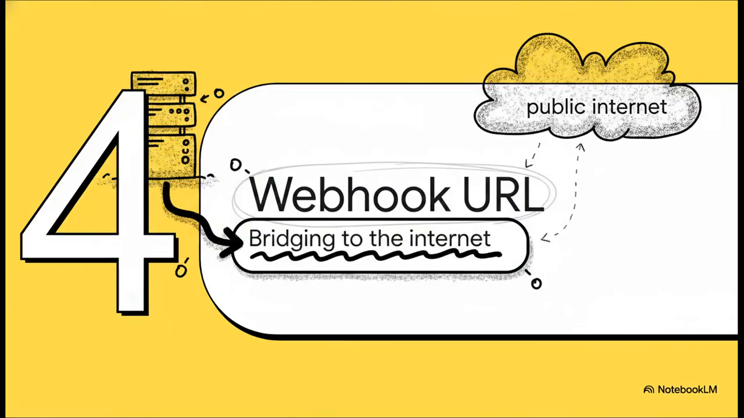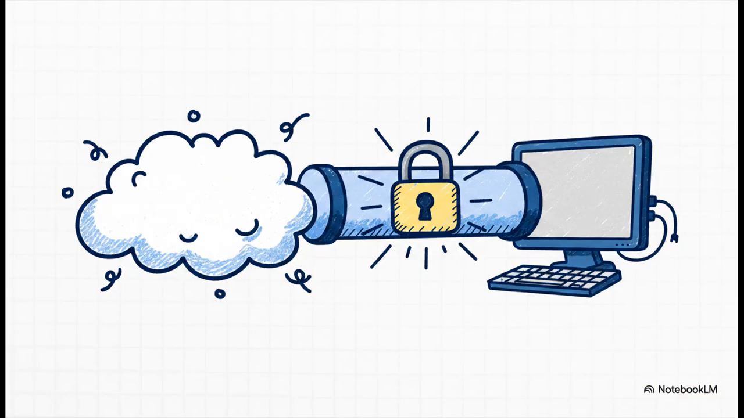Now for the tricky part, Section 4, generating the webhook URL. So we have a slight problem. Stripe is out there on the public internet, right?